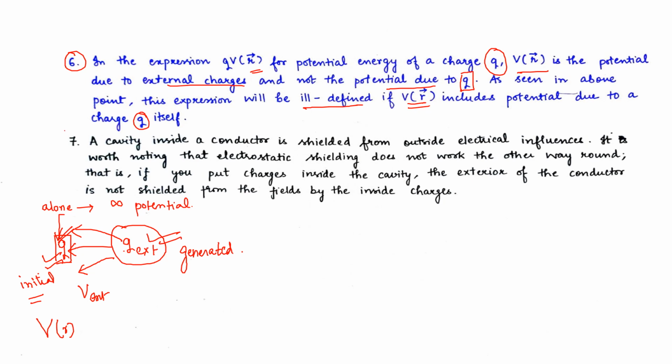Now point number 7, a cavity inside a conductor is shielded from outside electrical influences. It's worth noting that electrostatic shielding does not work the other way round. That is, if you put charges inside the cavity, the exterior of the conductor is not shielded from the fields by the inner charges. Now I will explain this. This is quite an important understanding.